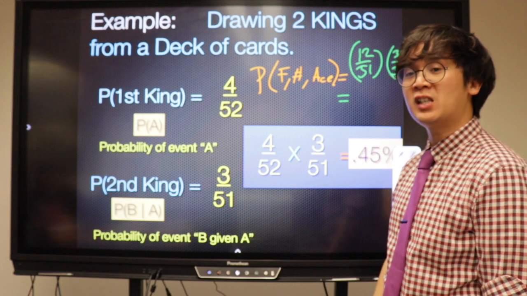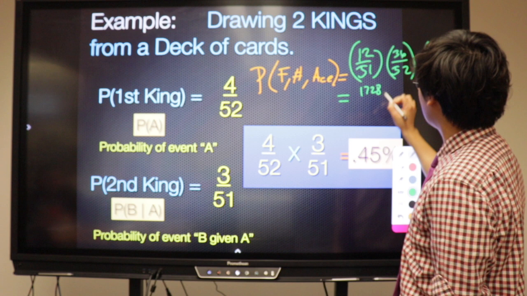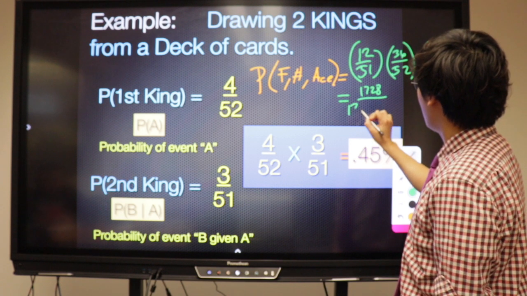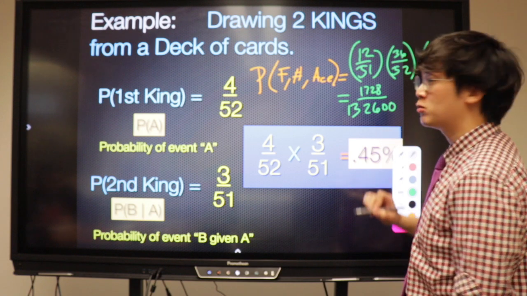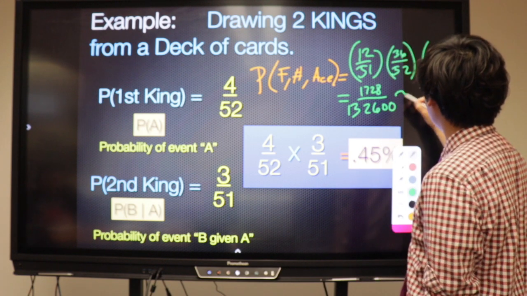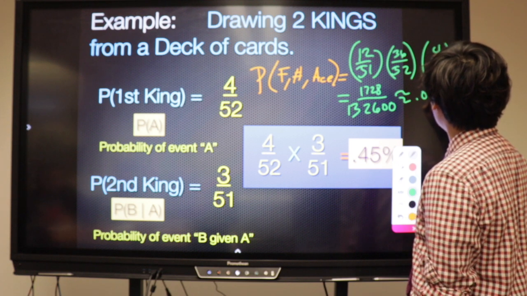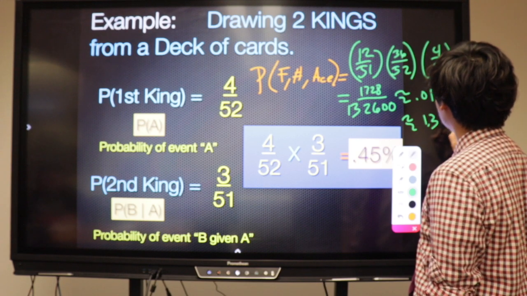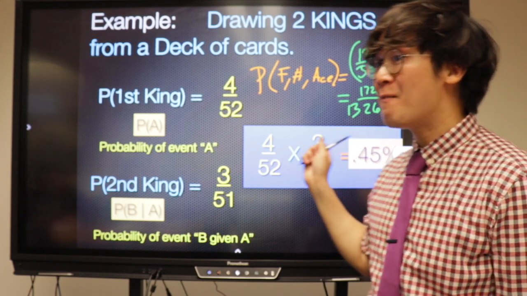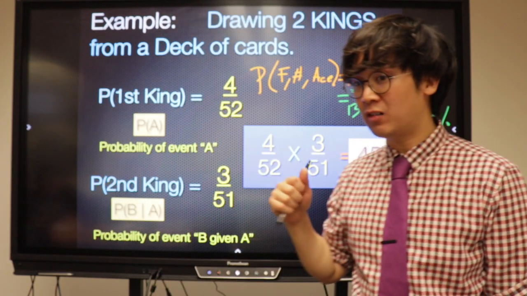Alright, what's the fraction form? 1728 divided by 132,600. And what is it in decimal? 0.013. So about 1.3 percent. So the probability of this happening is more likely than getting 2 kings in a standard deck of cards.